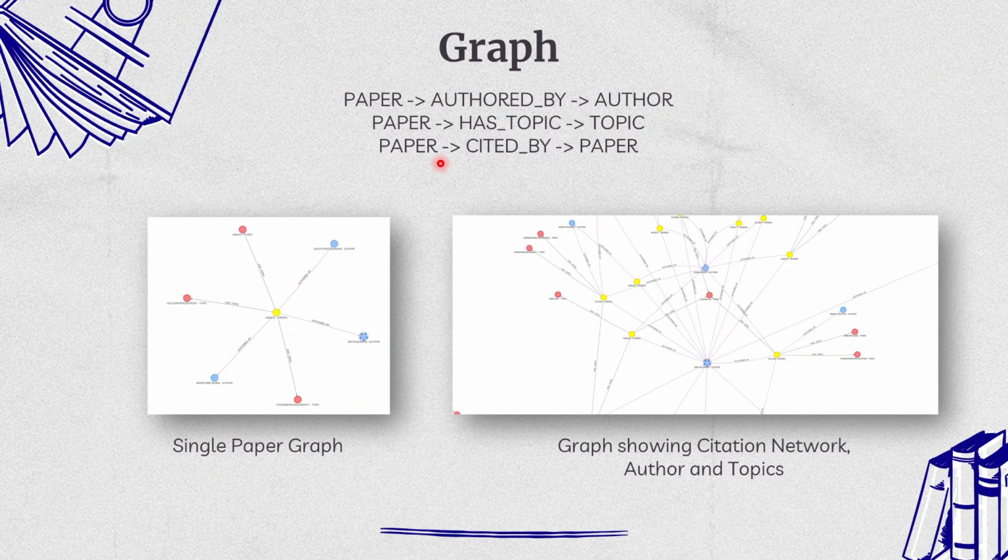So this enables our graph. Basically, we have a paper which is authored by an author. The paper has multiple topics, and the paper is cited by other papers. This is a single-node paper graph for a single paper, whereas the entire graph with all the nodes is huge. So this is a representation of that.